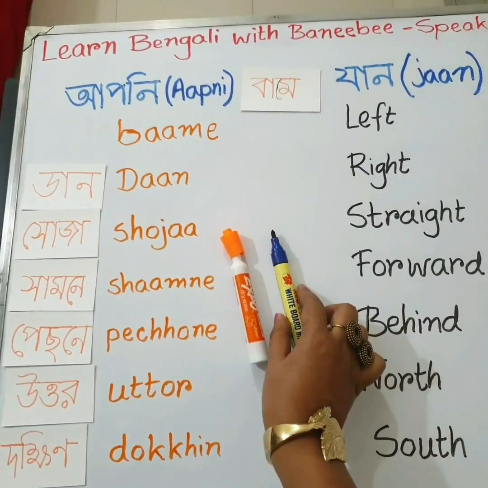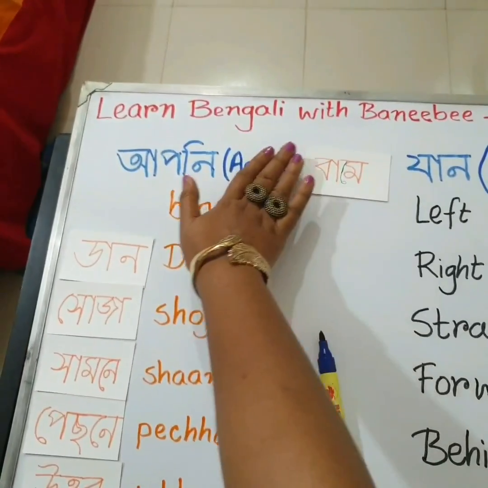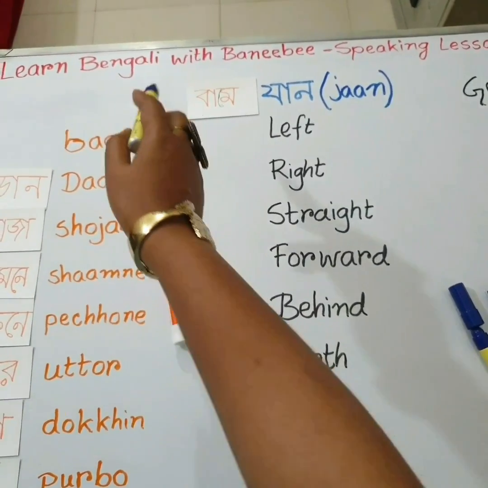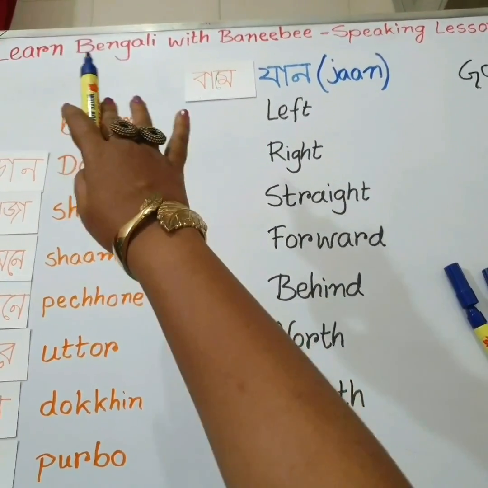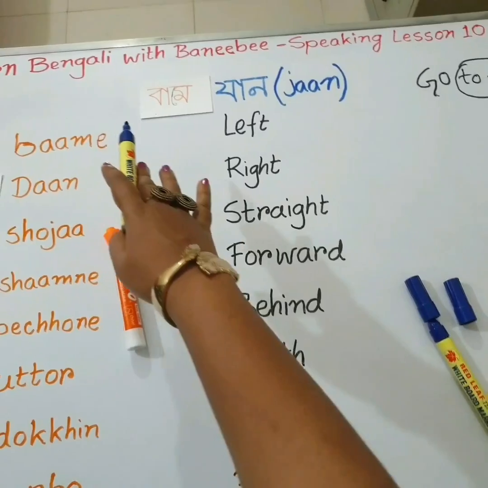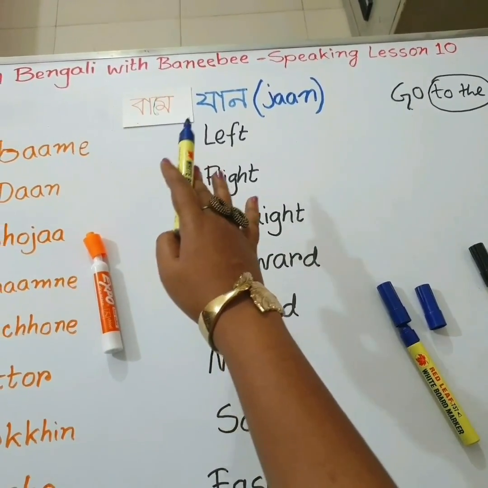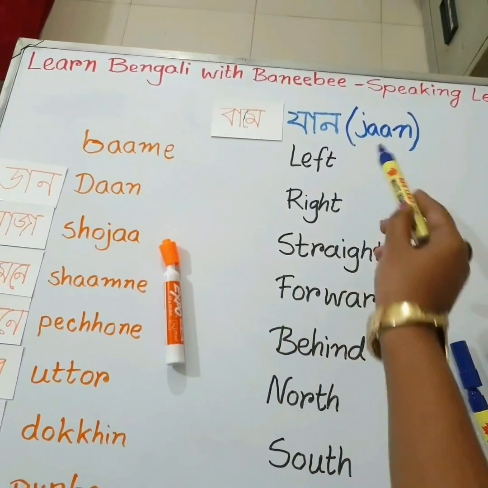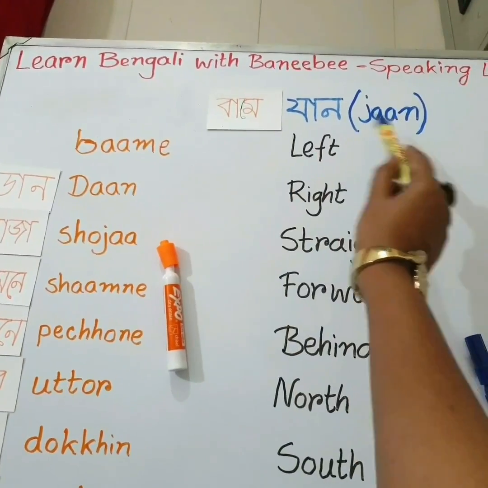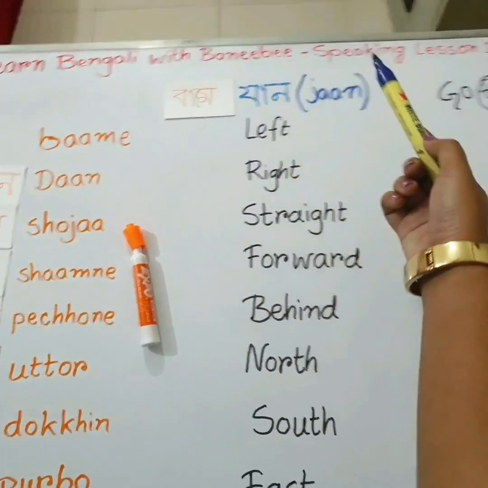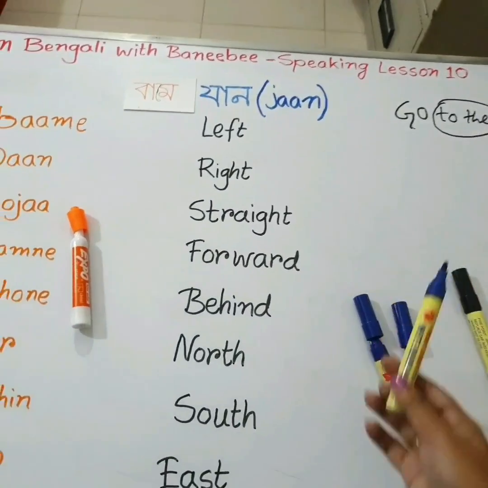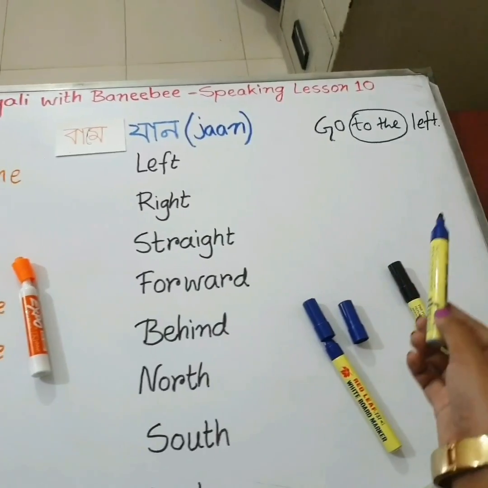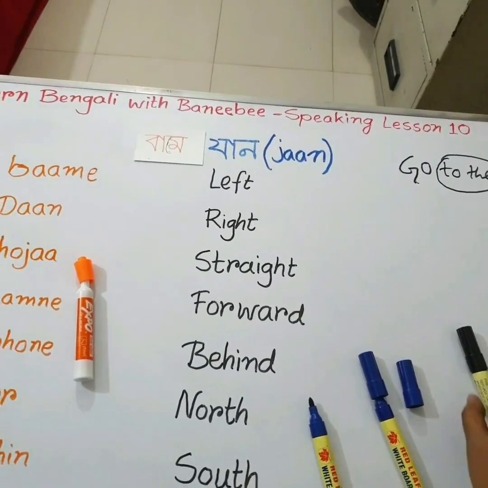Here in Bangla also, you can just take out this apni. So you can see I just took out the apni, which meant you. So after taking it out, it's just bame jaan. Bame jaan. That means go to the left or go left. So how do I say go to the right? How do I do that?